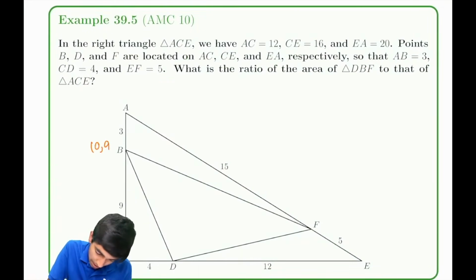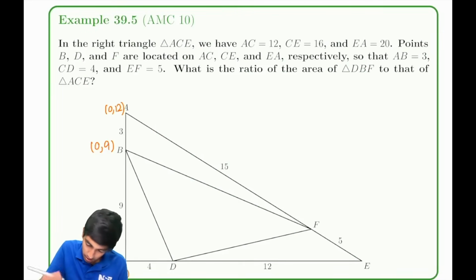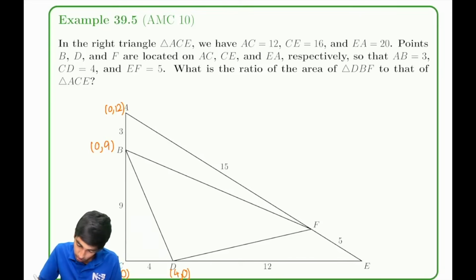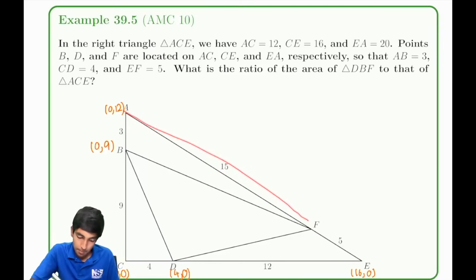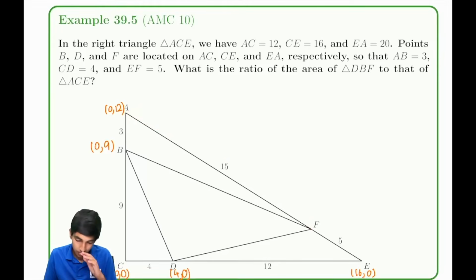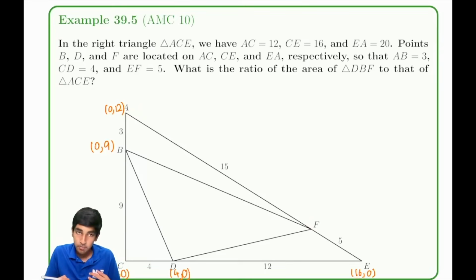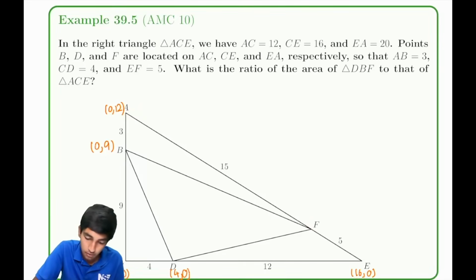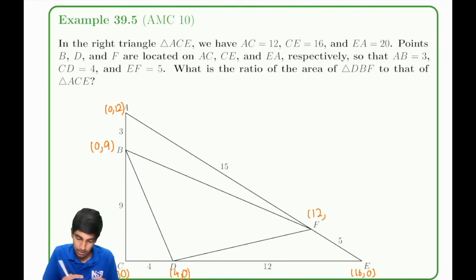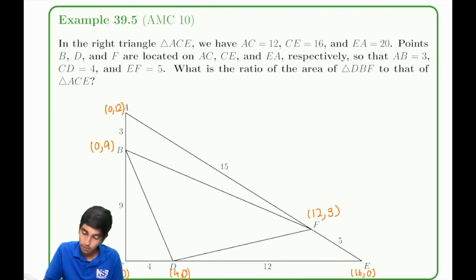Now we get 0, 9; 0, 12; 4, 0; 16, 0. And then finding F is also not that difficult because, like the logic I mentioned earlier, this is 3/4 of the way down from A. So our increase in x coordinate is 16, and we're going 3/4 of the way from 0 to 16, which is 12. And similarly for the y coordinate, we're going 3/4 of the way down from 12 to 0, so we go all the way till 3. So F is 12, 3.